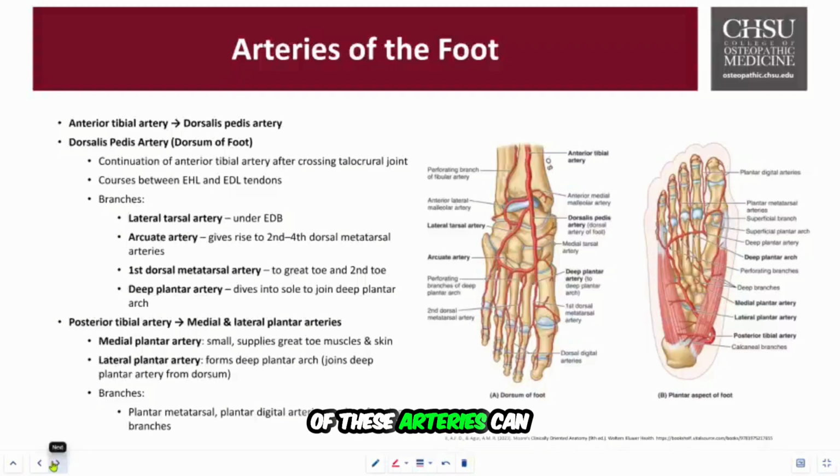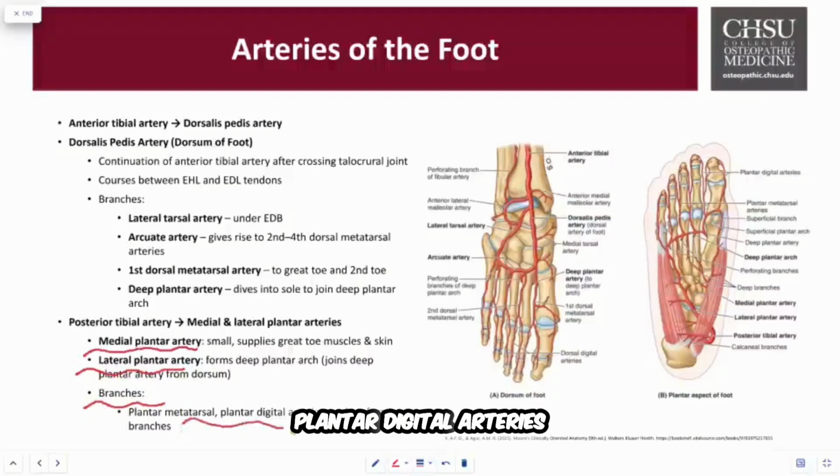Any compromise in any of these arteries can lead to ischemia, particularly in, again, diabetic patients. You can see the medial plantar artery supplies the small regions of the great toe and skin and muscle. The lateral plantar artery goes to the deeper parts of the plantar arch, and then we have the smaller branches. They go to the plantar metatarsal, plantar digital arteries, and the perforating branches.